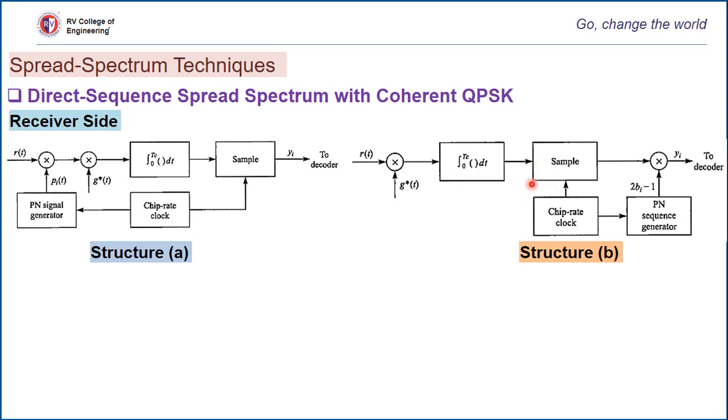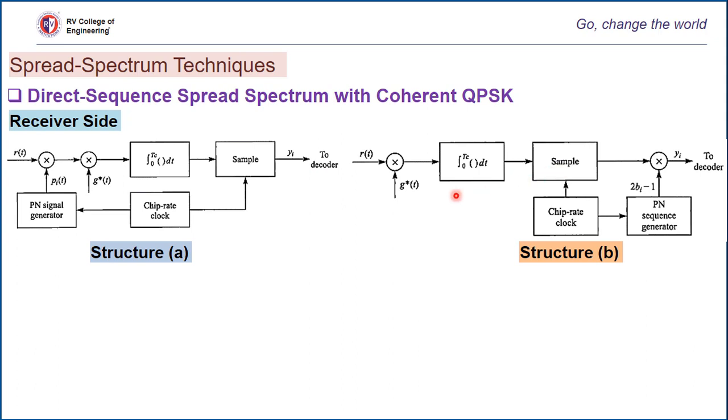The second method, which is illustrated here, involves cross correlation of R of t with the complex conjugate of G of t, first sampled by taking a sample at every Tc duration of time and then multiplying with 2Bi minus 1, which is obtained from the PN generator. So here, first it is multiplied with the PN signal generator, then it's fed through the matched filter, and then a sample is taken.